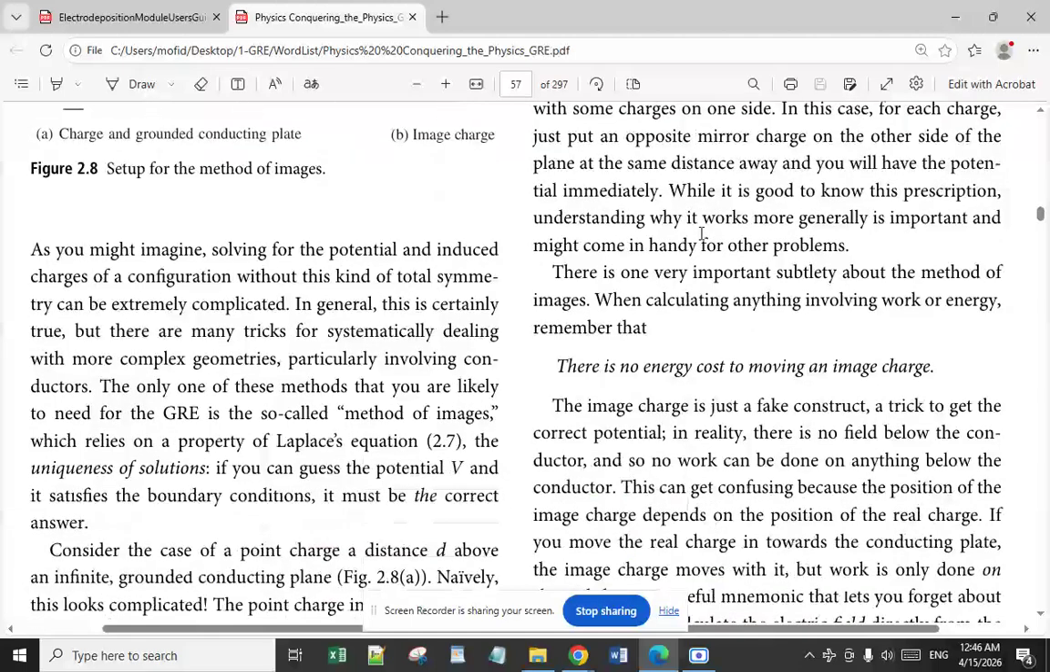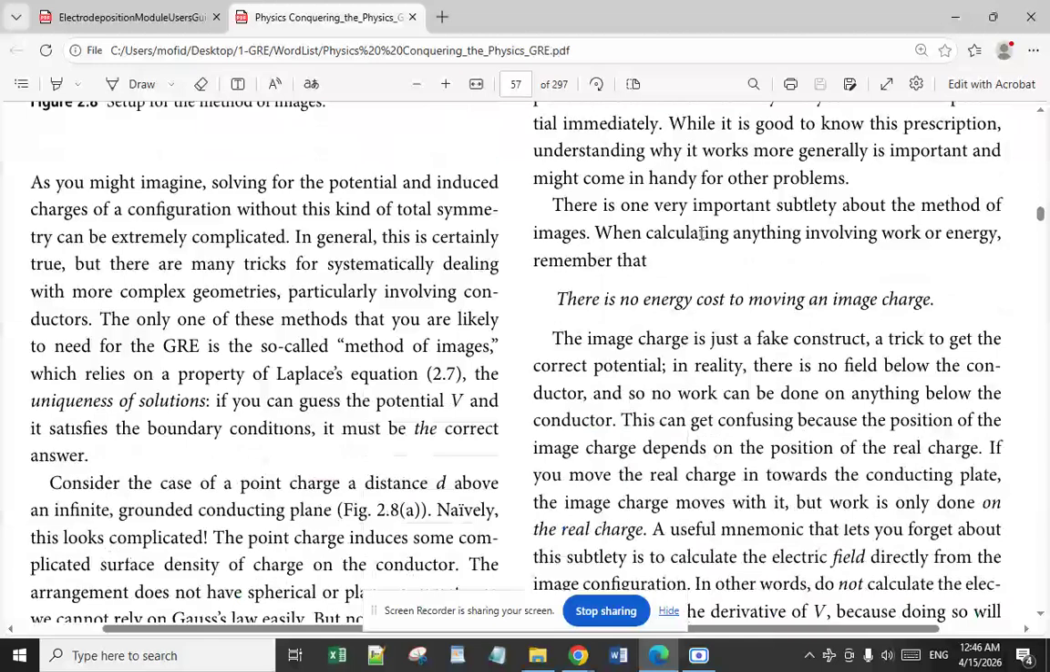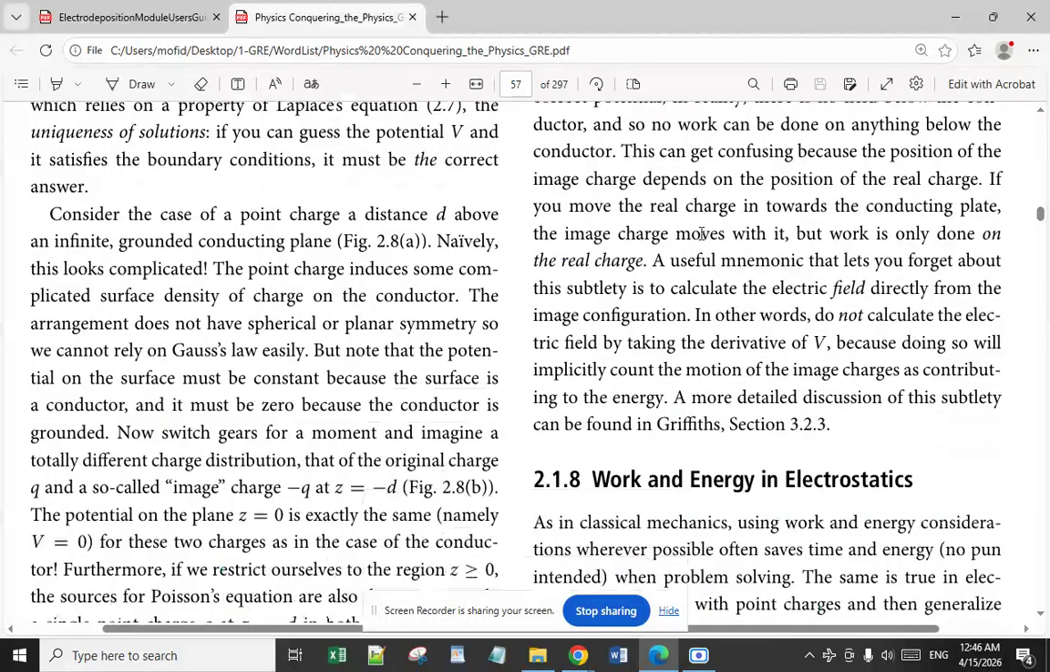As you might imagine, solving for the potential and induced charge of a configuration without this kind of total symmetry can be extremely complicated. In general, this is certainly true, but there are many tricks for dealing with more complex geometries, particularly involving conductors. The only one of these methods that you are likely to need for the GRE is the so-called method of images, which relies on the property of Laplace's equation 2.7, the uniqueness of solutions. If you can guess the potential V and it satisfies the boundary conditions, it must be the correct answer.